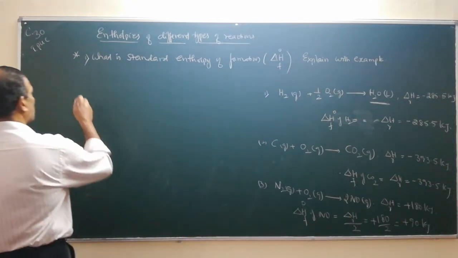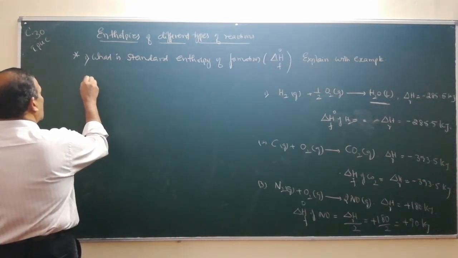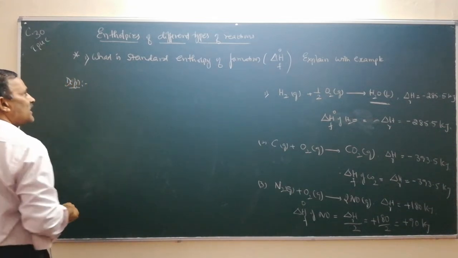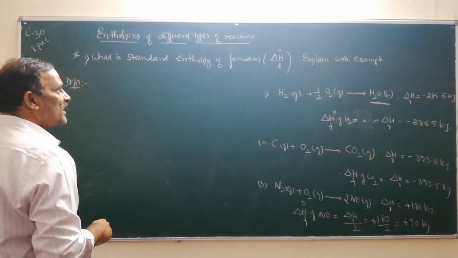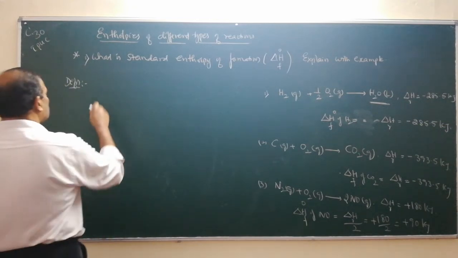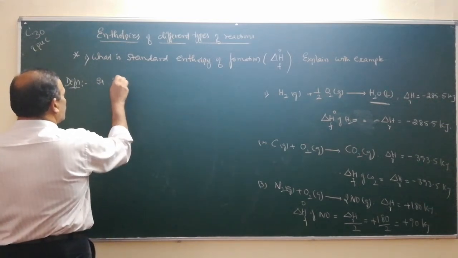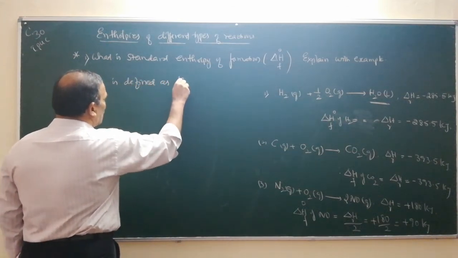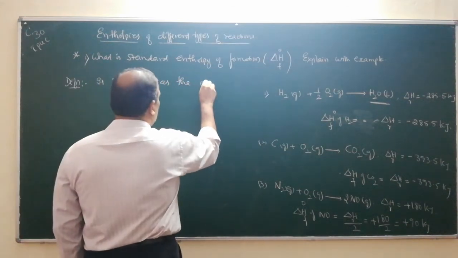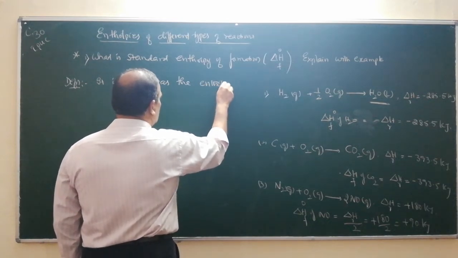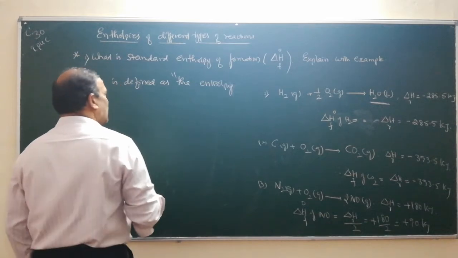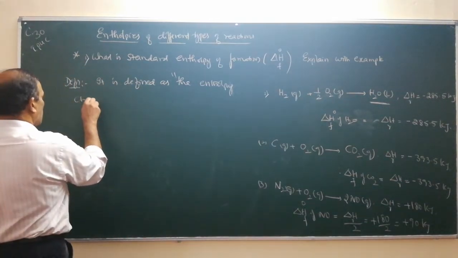So this is the definition. Write down, this is the definition of standard enthalpy of formation, delta HF naught. It is defined as the enthalpy change produced.